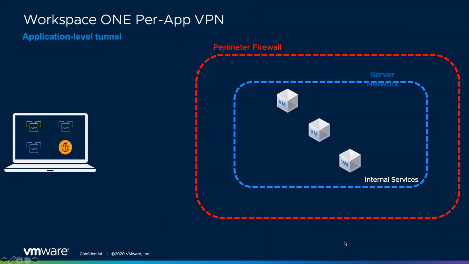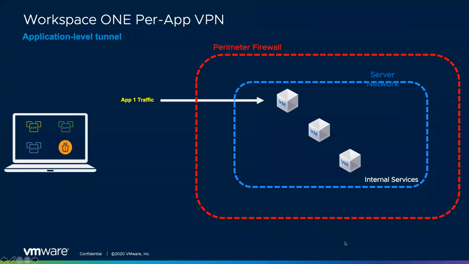A much safer version and the more modern way to apply this use case is to do not per device VPN, but to do per app VPN. What this does is it creates a specific VPN for just that particular application that the end user launches. And these are done dynamically in the background. The end user isn't even aware that they're happening.